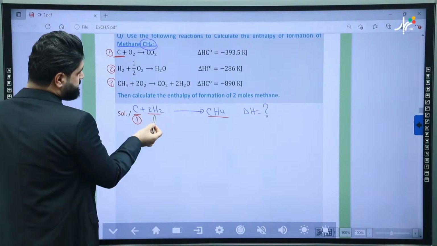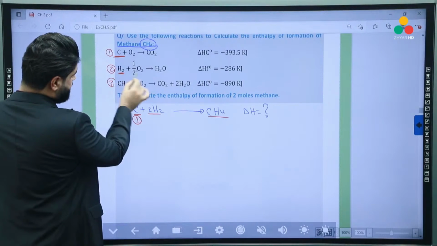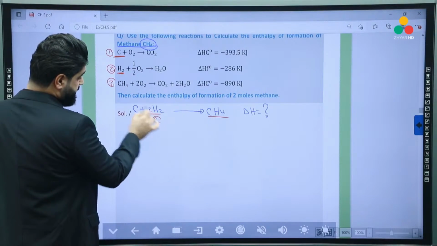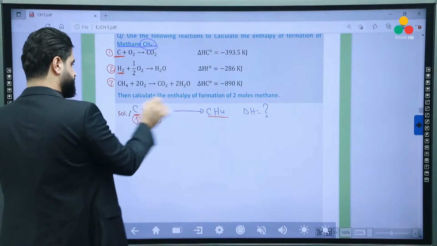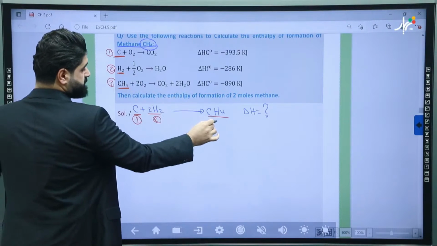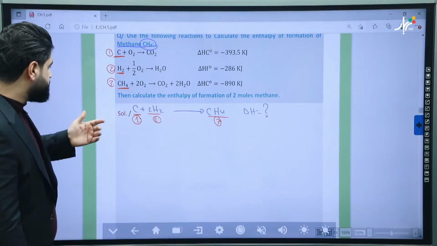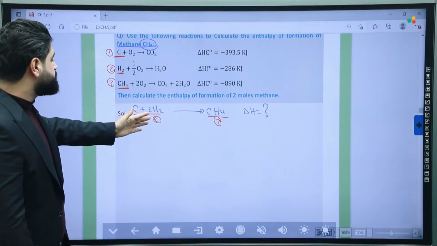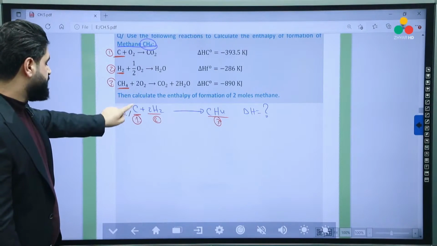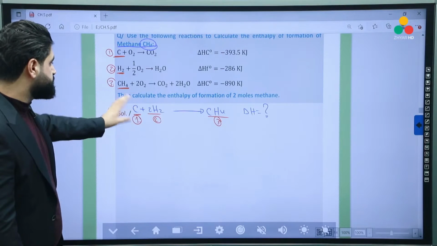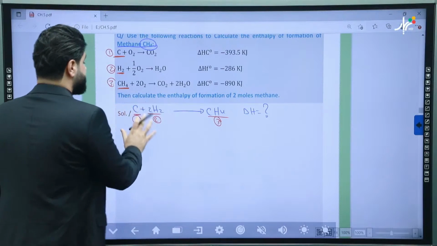Then, where's hydrogen? Here we have hydrogen. So hydrogen is from the second reaction. Then CH4, it's here. So CH4 is present in the third, right? It is not mandatory to have each individual constituent in series order. It's possible to have the first reaction's constituent in the last reaction. It's normal. You have to search for them.